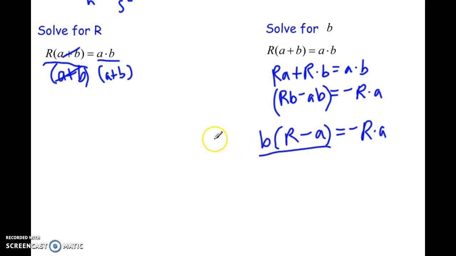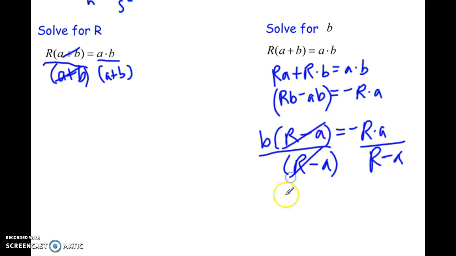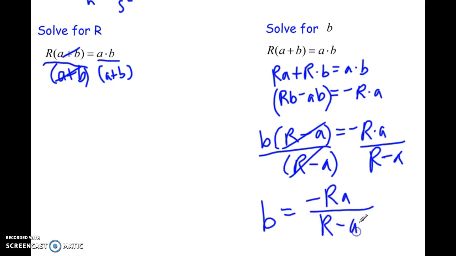To do that, it's just one more step, kind of like this one was. Divide by r minus a, divide by r minus a. It's a minus sign there. That cancels. You get b equals negative ra over r minus a. And that's it. We don't care how messy it is over there for this type of problem, for literal equations. We want to just solve them.